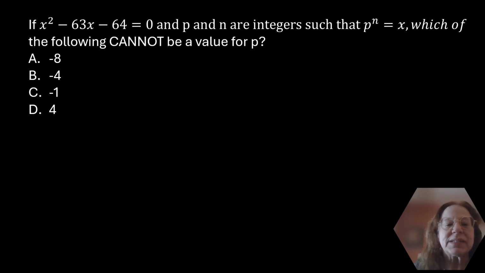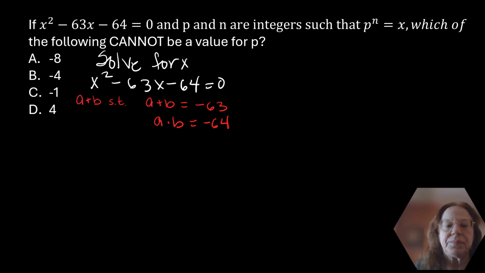If x squared minus 63x minus 64 equals 0, and p and n are integers such that p to the n equals x, which of the following cannot be a value for p? So let's solve for x first of all. We have x squared minus 63x minus 64 equal to 0.